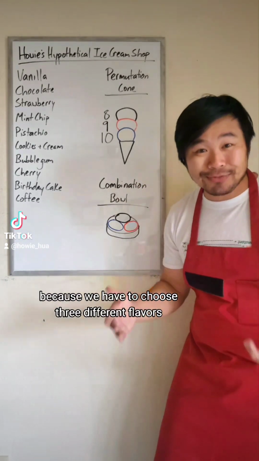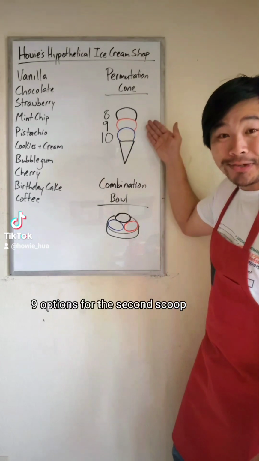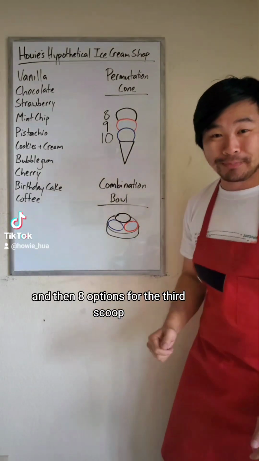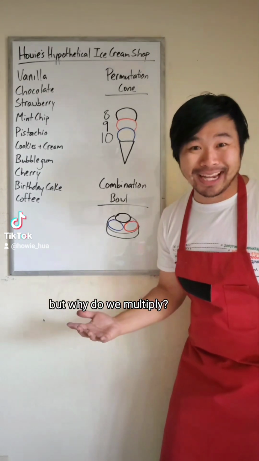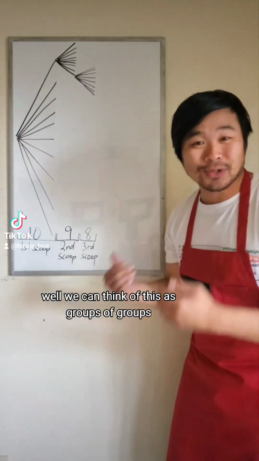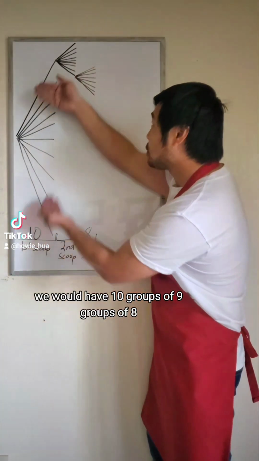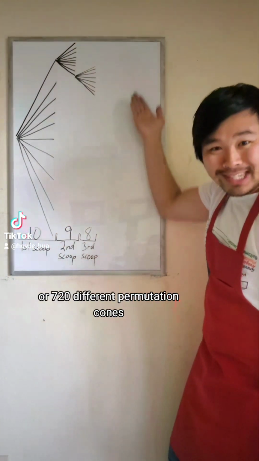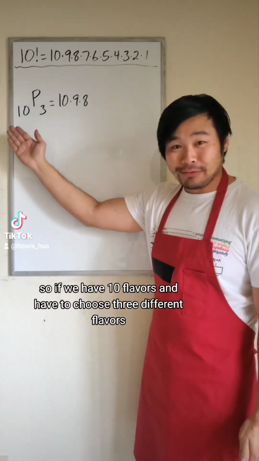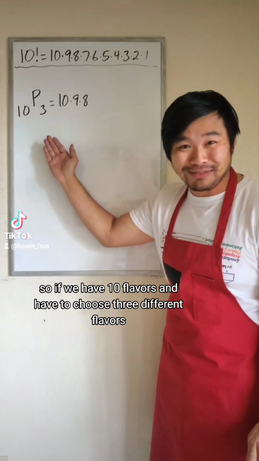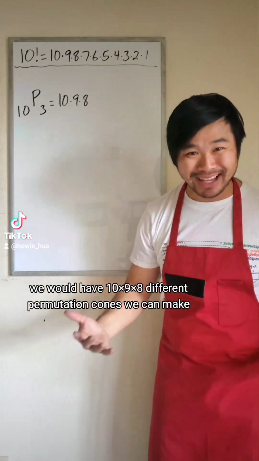Because we have to choose 3 different flavors, there would be 10 options for the first scoop, 9 options for the second scoop, and then 8 options for the third scoop. And then we would multiply them to get the answer. But why do we multiply? Well, we could think of this as groups of groups. So if I completed this tree, we would have 10 groups of 9 groups of 8, or 720 different permutation cones. So if we have 10 flavors and have to choose 3 different flavors, we would have 10 times 9 times 8 different permutation cones we can make.